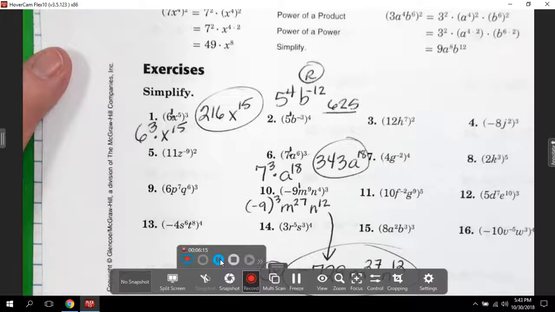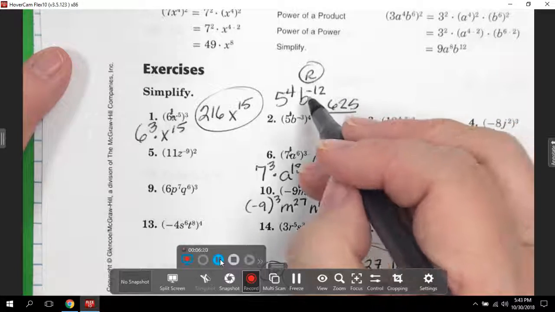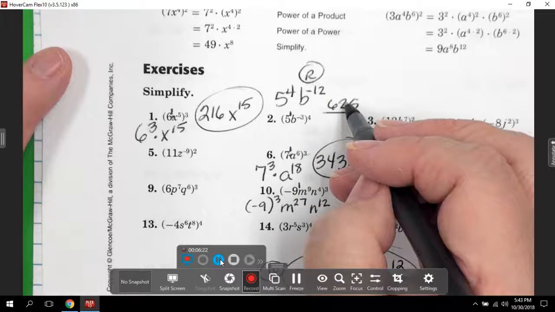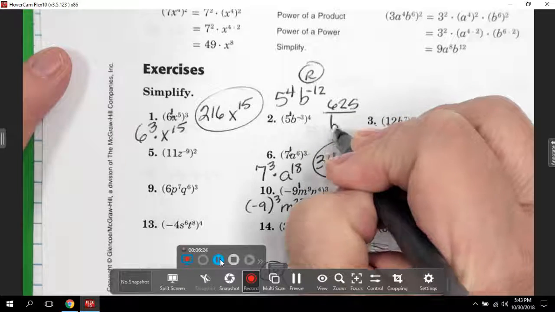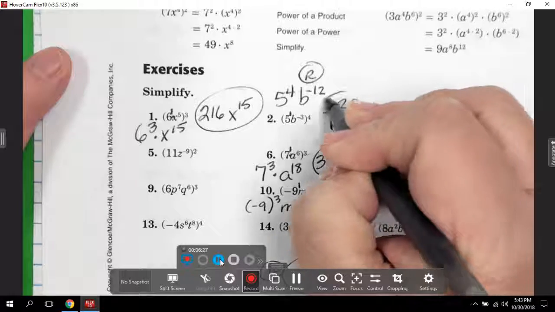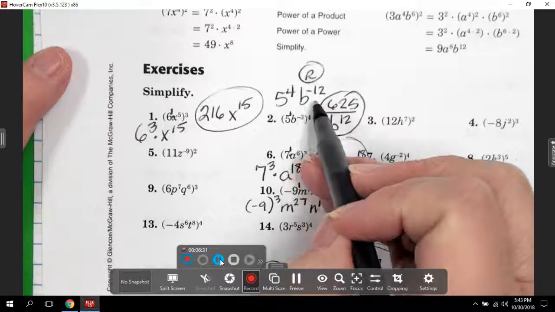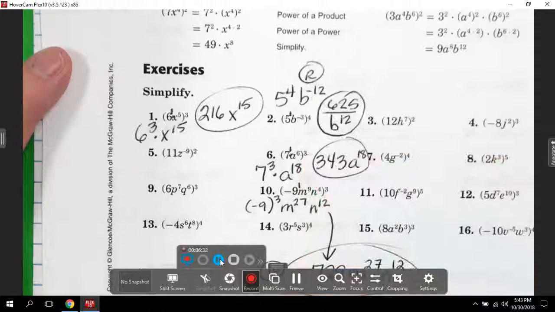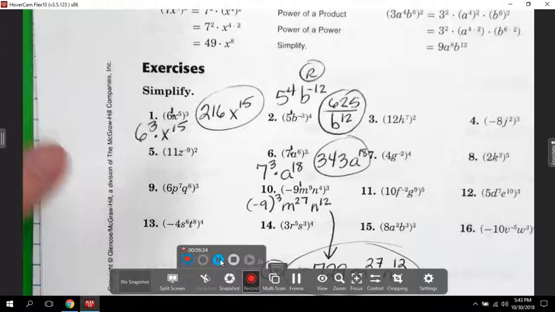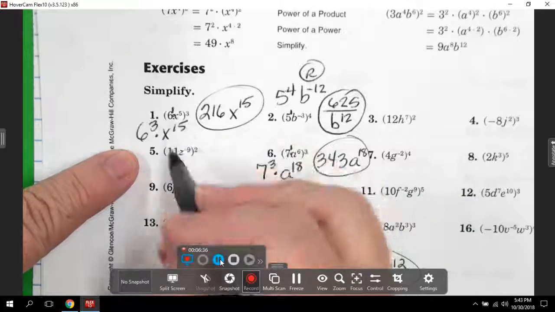b to the negative 12th power, that's what we need to change to its reciprocal. So instead of b to the negative 12th in the numerator, we're going to have b to the positive 12th in the denominator. b to the negative 12th is the only part of this problem that we changed to its reciprocal. Here's another one, number 5.